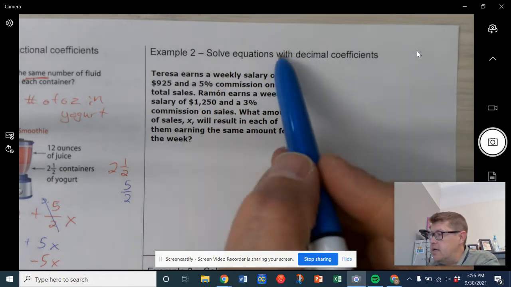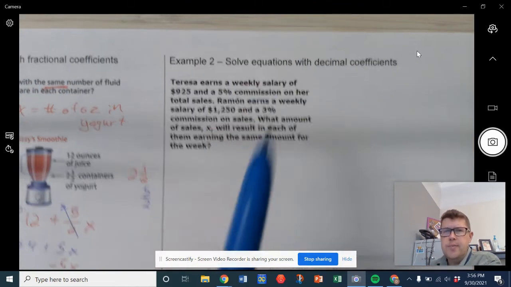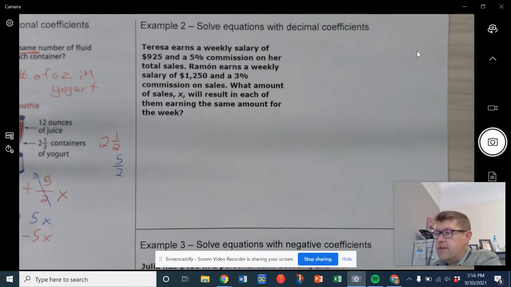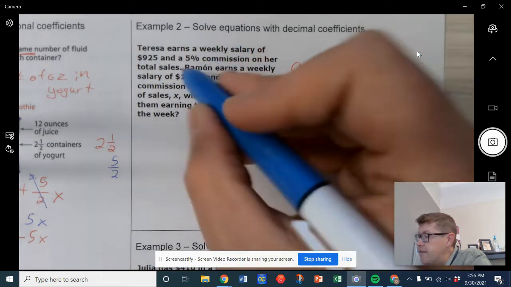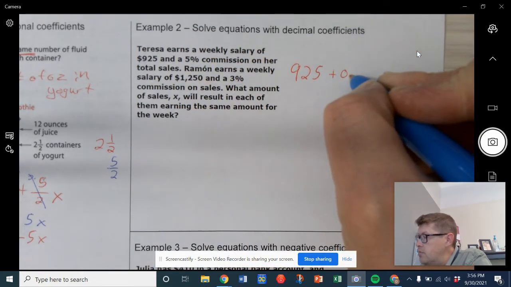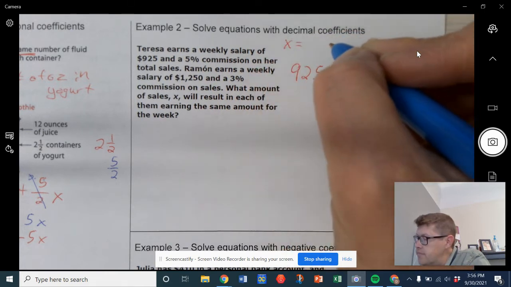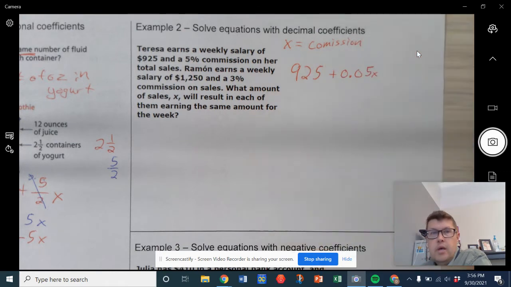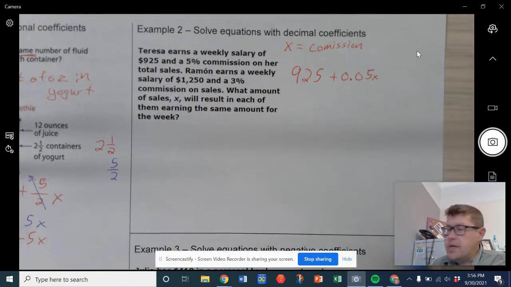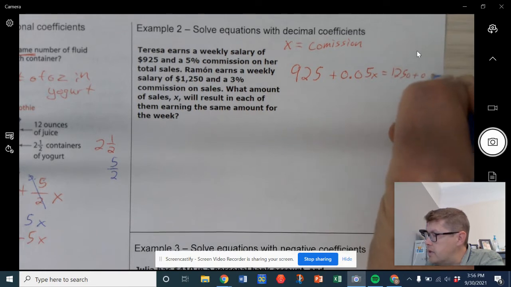All right. Teresa earns a weekly salary. These are decimal coefficients, right? Rather than fractional coefficients. Sorry, those are fractions. These are decimals. Teresa earns a weekly salary of $925 at a 5% commission. So that's 0.05, and we'll call it X. X is the commission right there. And Ramon earns a weekly salary of $12.50 plus 0.03x.